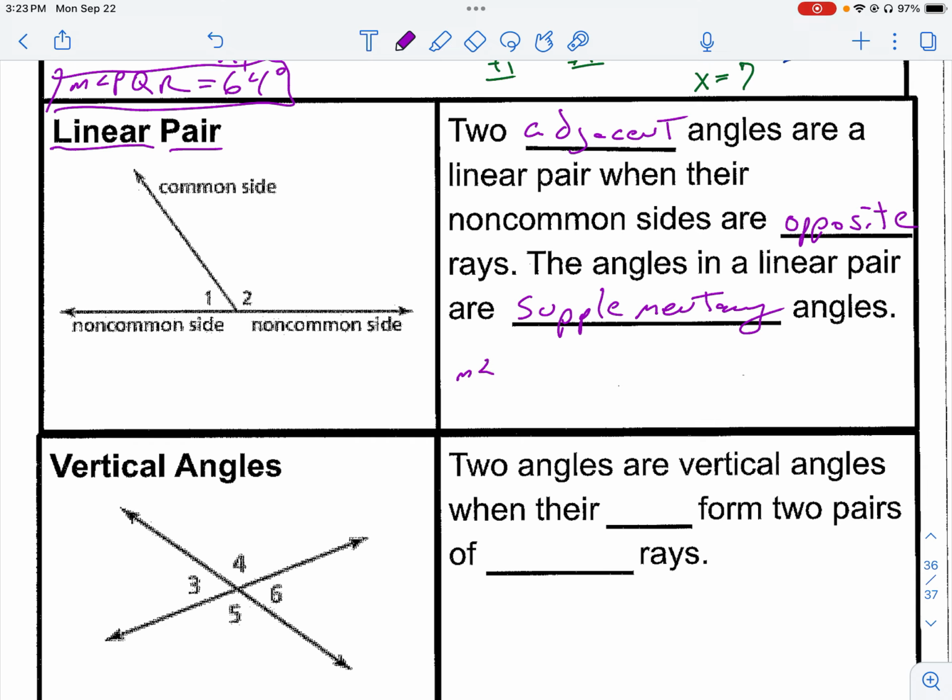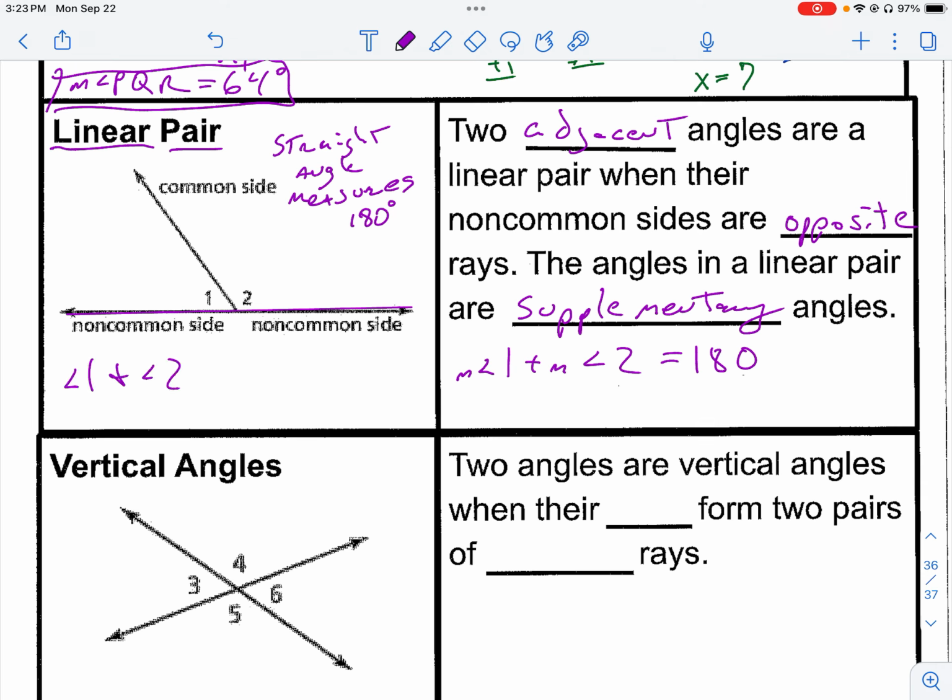So what that means, the measure of angle 1 plus the measure of angle 2 equals 180. Because we know a straight angle measures 180 degrees. So angle 1 and angle 2 are a linear pair. So that's a linear pair.